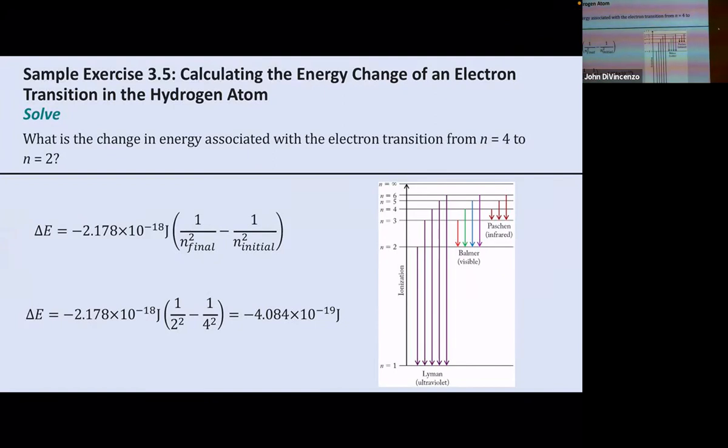So one thing you'll notice if you're extremely observant is that the lines get closer and closer together as you get further from the nucleus. Remember, as n increases, you're getting further and further from the nucleus.